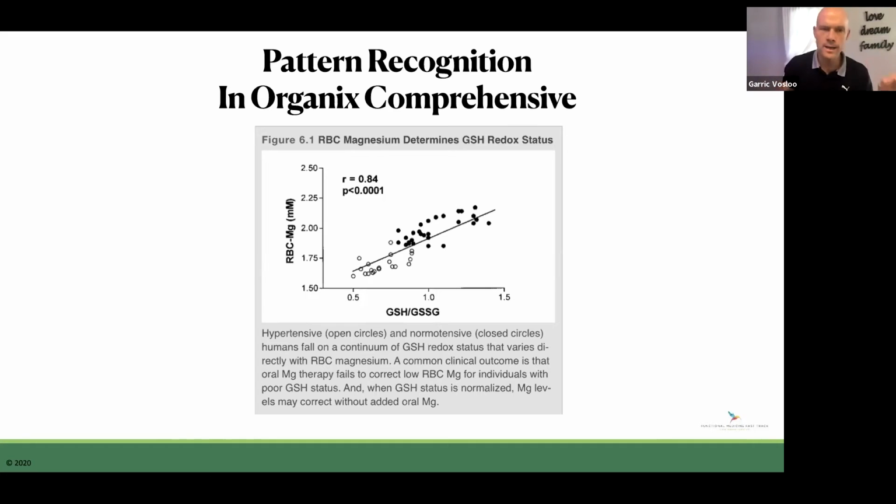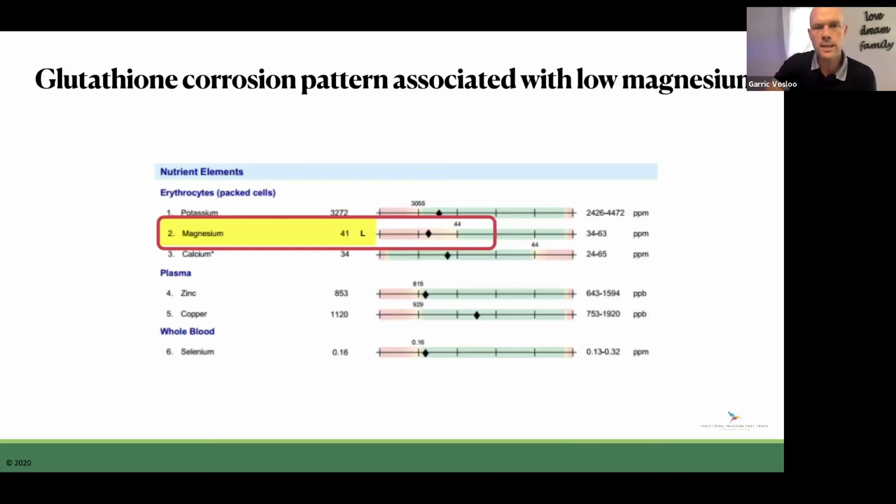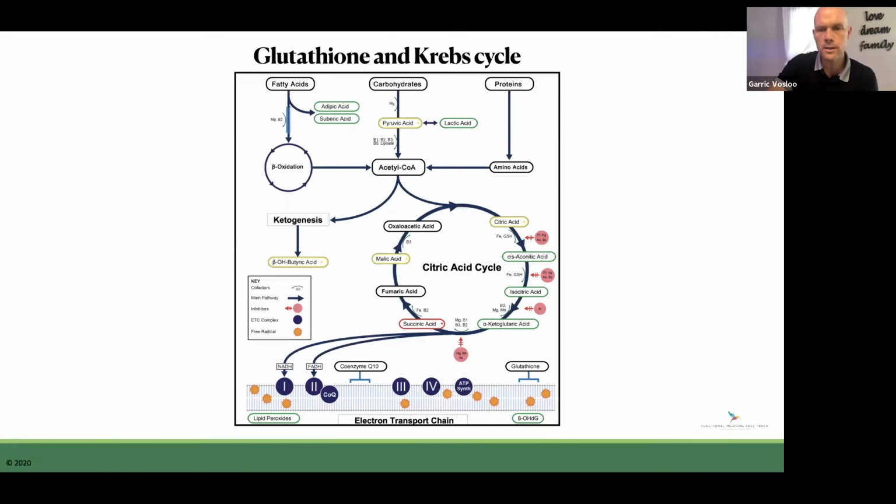So a really simple way to measure, if you do find this correlation with patients, is RBC magnesium. You just keep checking that. As that's going up, you're probably going to find 8-hydroxy-deoxyguanosine coming down and your glutathione going up. A great test here in Rupa Health would be nutrient elements, where you can check your magnesium with a blood spot. Here is our Krebs cycle, and I want to highlight the electron transport chain.